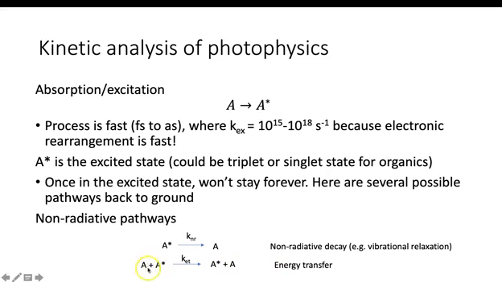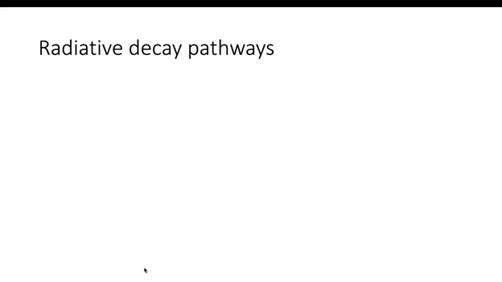Another possible way to get to the ground state is through energy transfer or another collision. So we have excited state A, we have ground state A. If they run into each other, we just exchange the energy. We'll explore this with molecules that are not the same later on in the video.